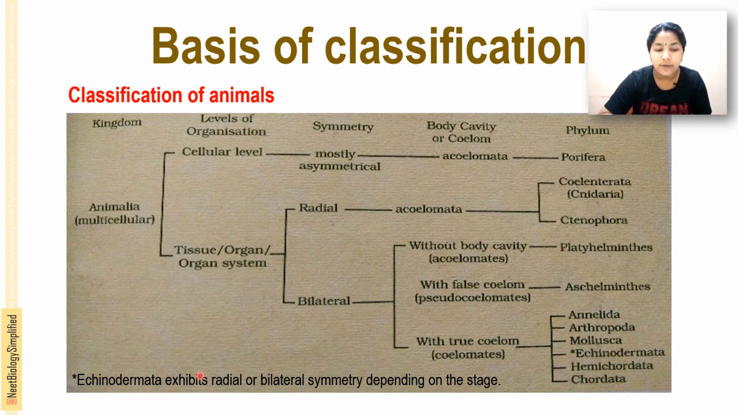And in the case of Echinodermata, as we discussed in the previous slides when talking about symmetry, Echinodermata exhibit radial as well as bilateral symmetry at different stages of life. Depending on their life stages, they show radial or bilateral symmetry. These are the basis of the classification of animals, and this is the first part. Go through this video. Thank you.